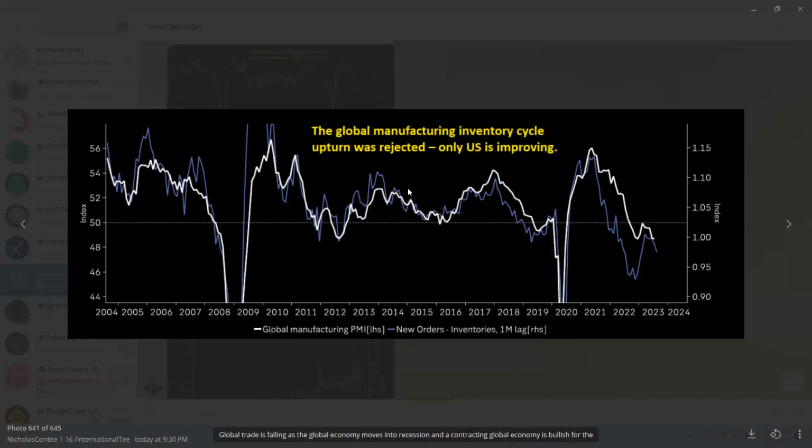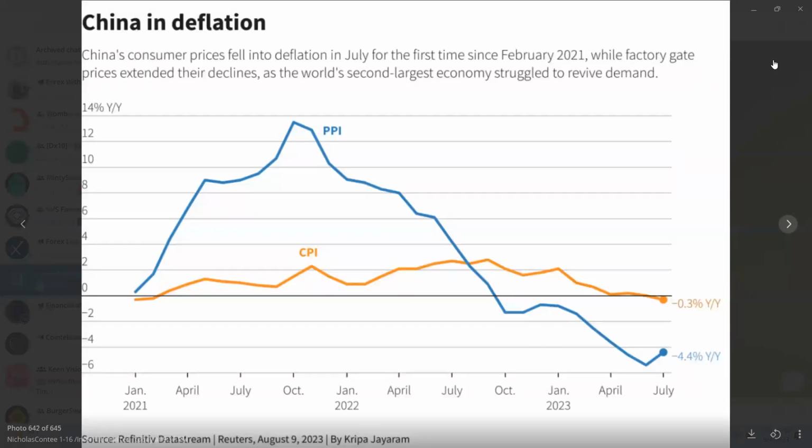So here's that chart. Global manufacturing inventory cycle upturn has been rejected. We're starting to dip. The only one that's improving is the USD. So next, we did just speak about how global trade has been affected, and China being one of the biggest trading partners with Australia. We are going to keep eyes on what's going on in China.